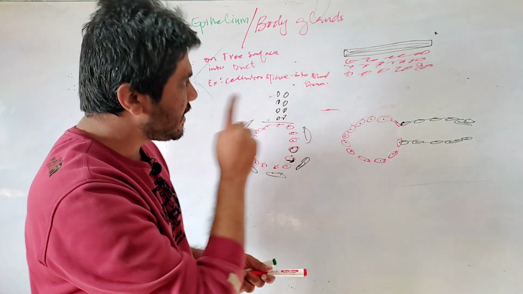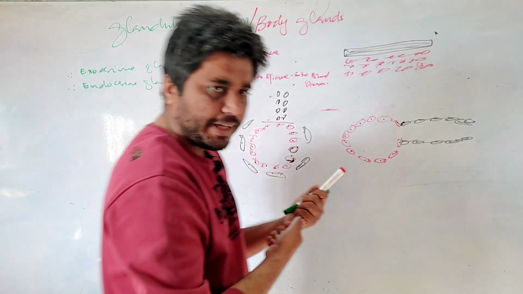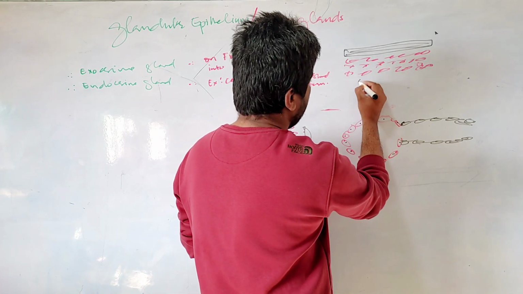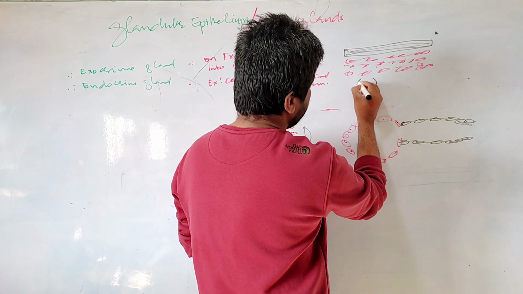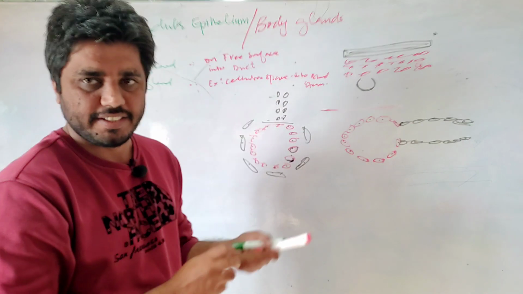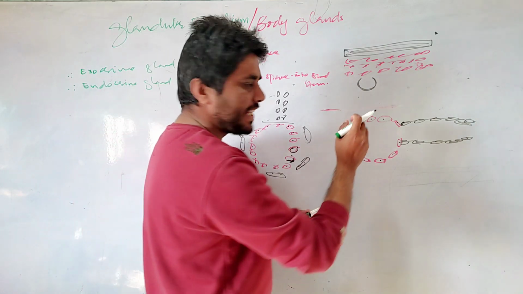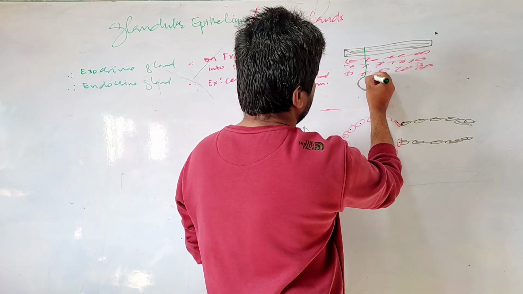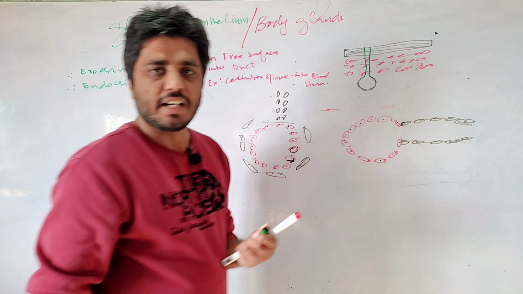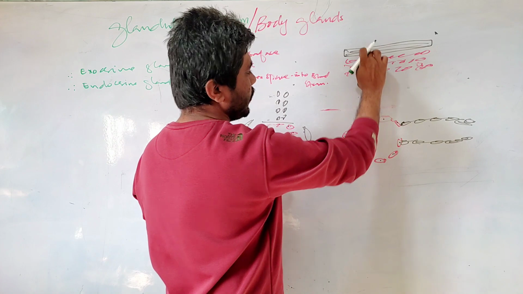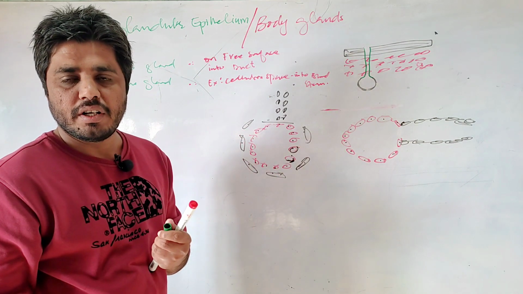So in some cases, if we have a gland here, this is the secretory portion of the gland. If this gland is an exocrine gland, the duct continues up to the surface like this. The duct continues up to the surface. So this is the exocrine gland.